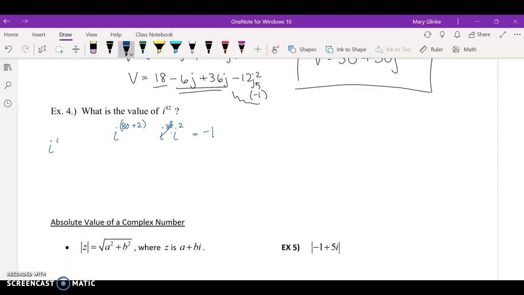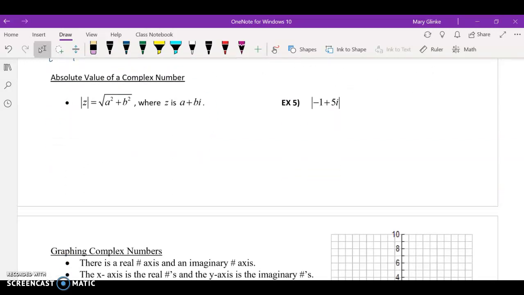A reminder of that pattern: i to the first power is i, i to the second power is -1, i to the third power is -i, and i to the fourth power is 1, all based off of your definition of what i is as the square root of -1.